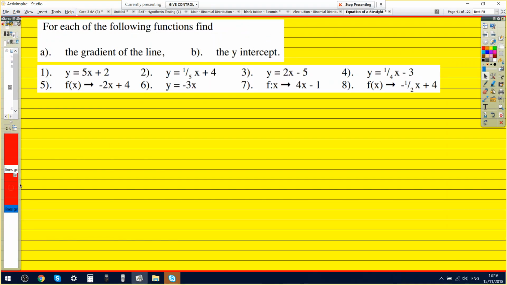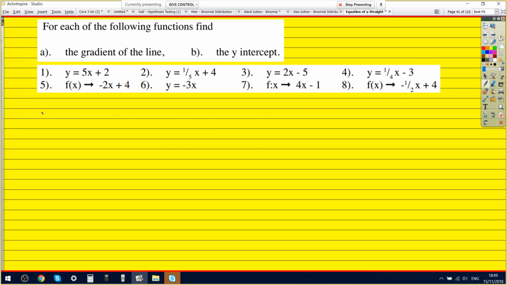Okay, let's say this part, question 1. What is the y-intercept for that? And they call it C. So where does it cut the y-axis for question 1? 2. Yep, that's it. Question 2. 4. Question 3. Minus 5. Brilliant. How about question 6?